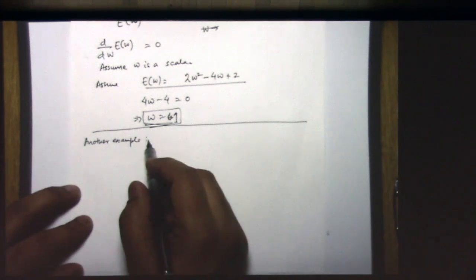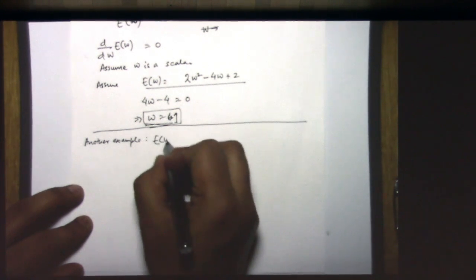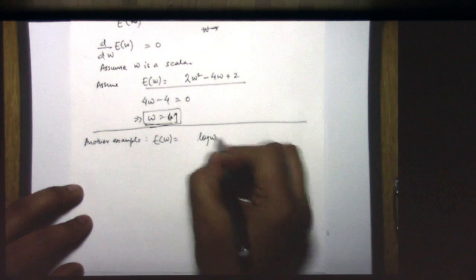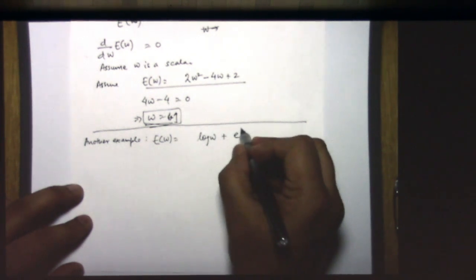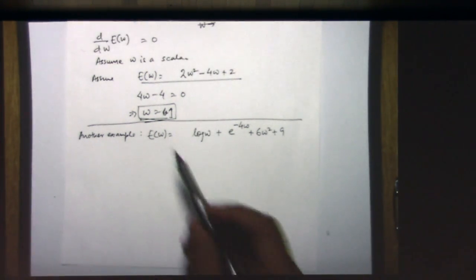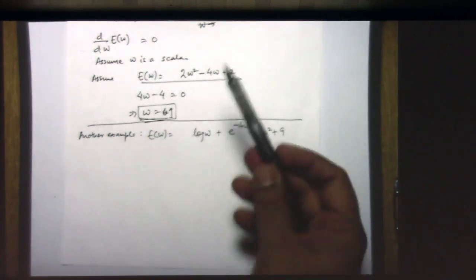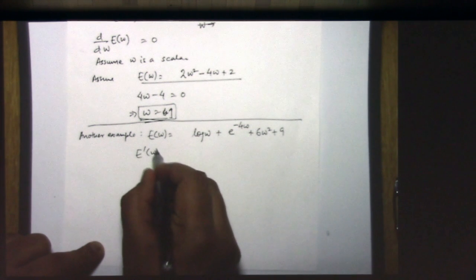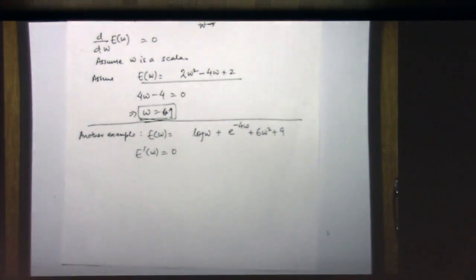Another example is E of W equal to something else. Let's say log of W plus e to the power minus 4W plus 6W square plus 9, right? So you can still perform the same procedure, but it might not be easy to get the W for which E prime of W is 0, right?